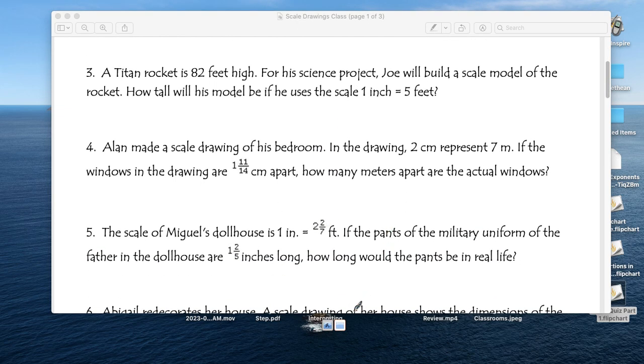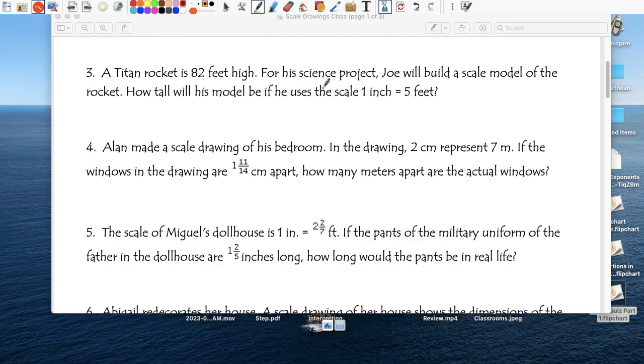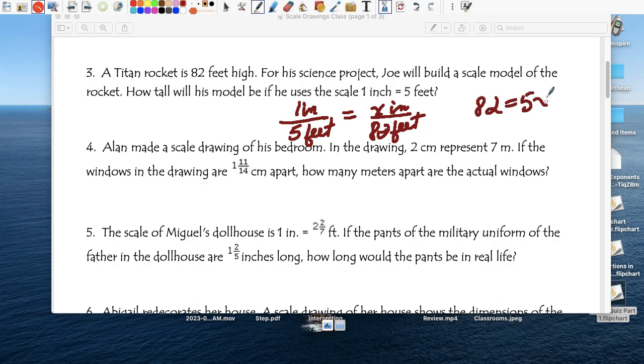3. A Titan rocket is 82 feet high. For a science project, Joe built a scale model of the rocket. How tall will his model be if the scale he used was 1 inch equals 5 feet? So for every 1 inch in his model, it represents 5 feet in real life. Again, inches on top, feet at the bottom, 82 over here, and this is x. Cross multiply, we get 82 equals 5x. Divide both sides by 5, and x equals 16.4. So in his model, the rocket is going to be 16.4 inches.